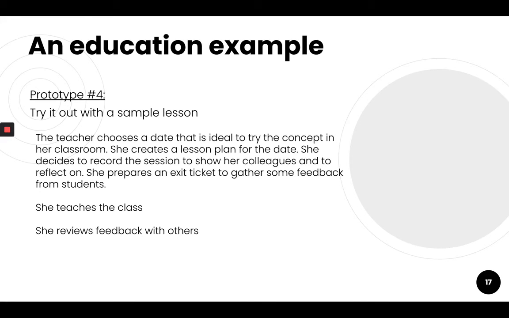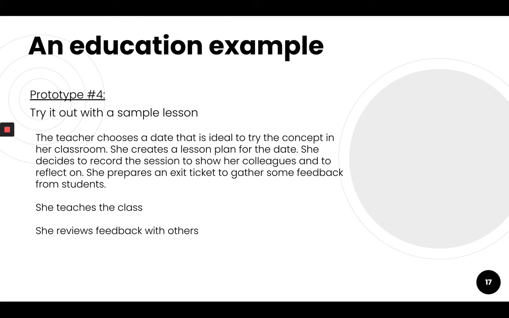In the fourth version, she actually tries it out in a classroom. She chooses a date that's ideal to try the concept. She creates a lesson plan for that date and decides to record the session to show her colleagues and to reflect on. Now, she prepares an exit ticket to gather feedback from her students. She teaches the class and then reviews the feedback with others.